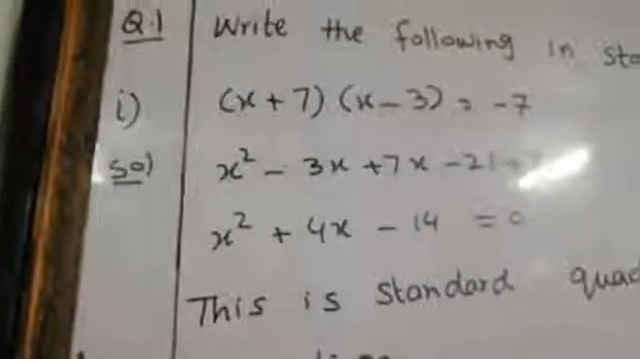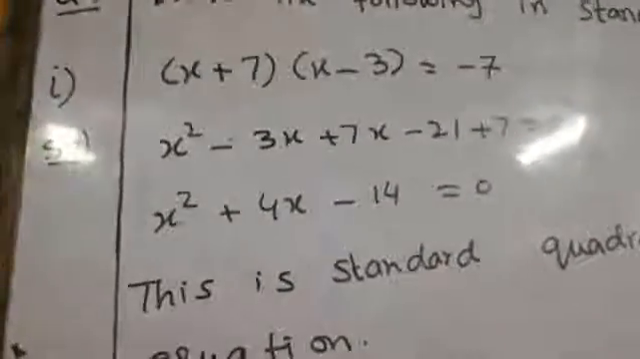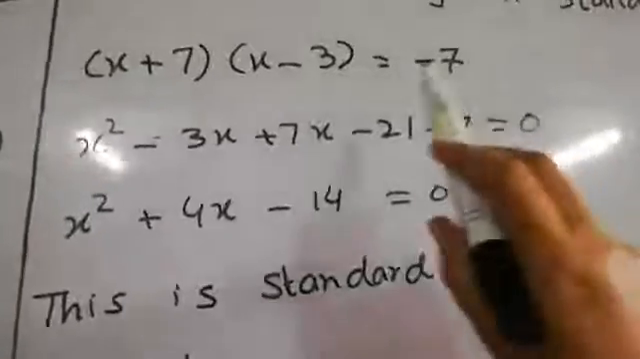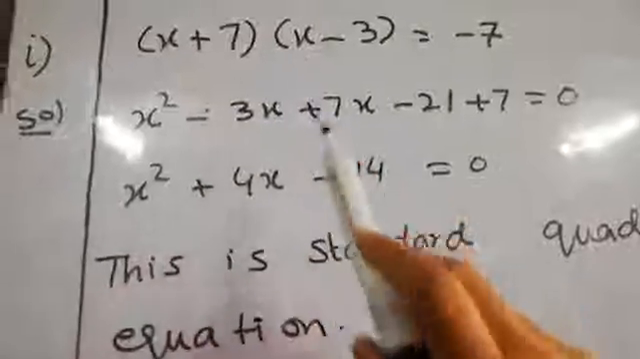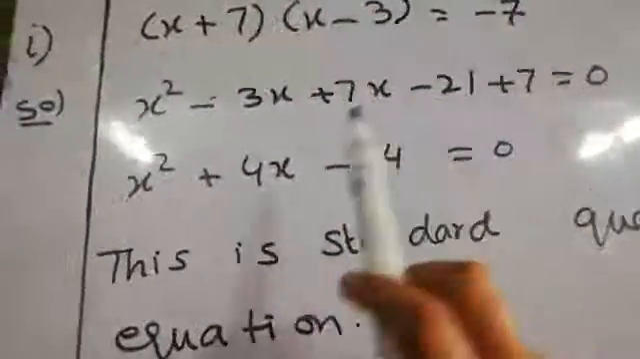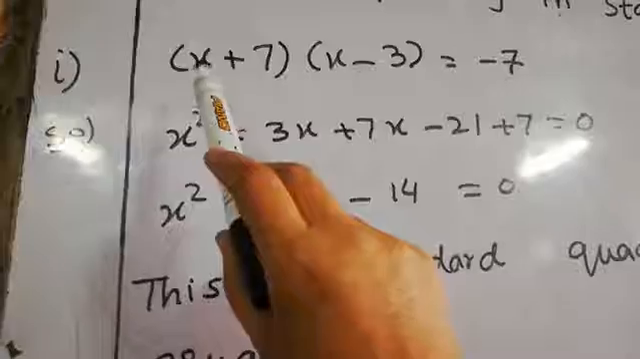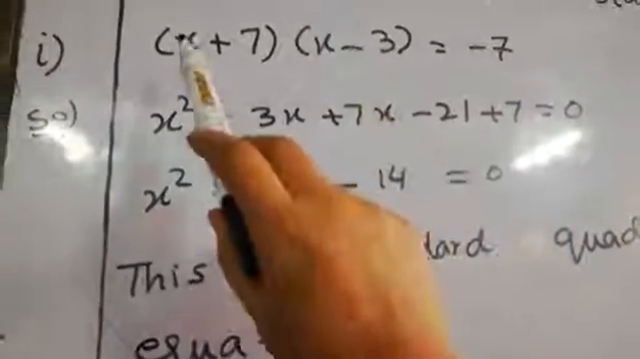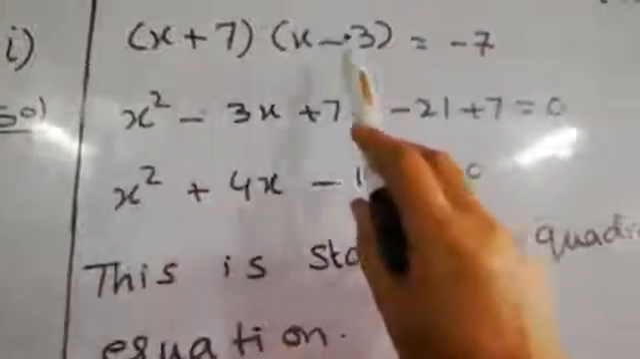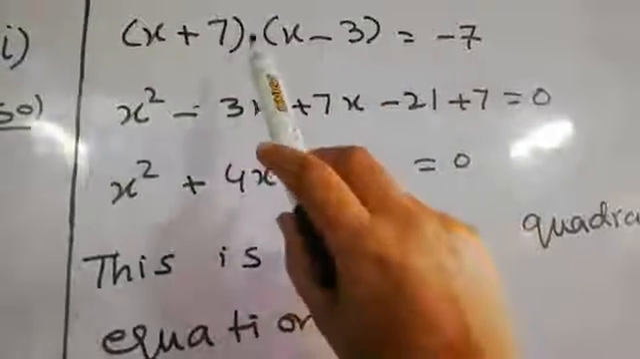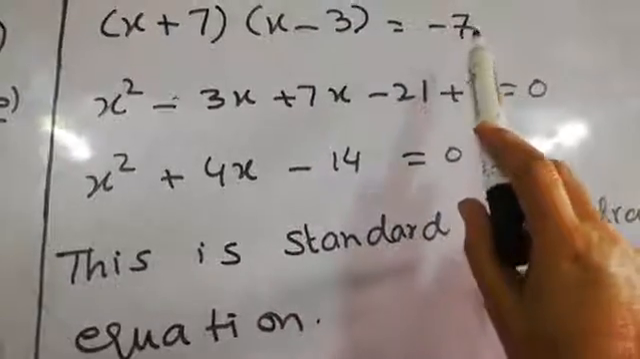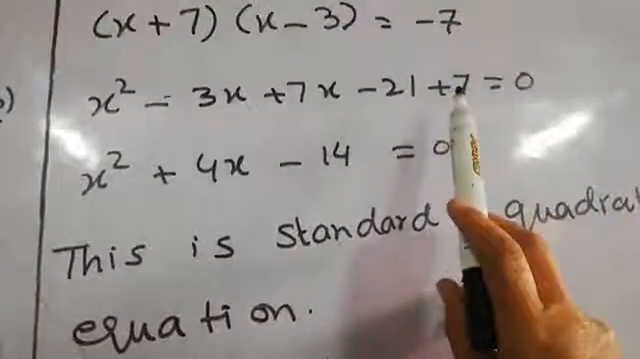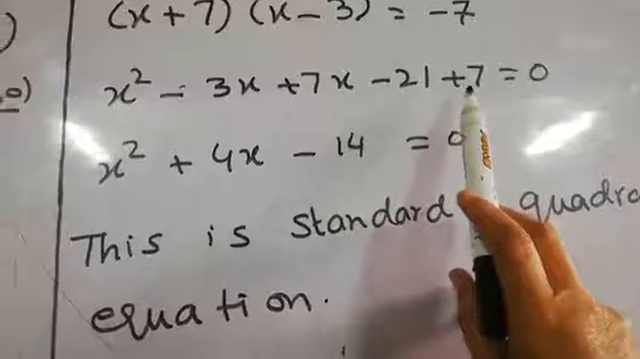Okay, my dear students, now we have three parts. Part number 1: x plus 7 into x minus 3 is equal to minus 7. We will convert this equation into the standard form of a quadratic equation. So for this we will multiply x with this bracket: x into x is x square, x into minus 3 is minus 3x, 7 into x is plus 7x, 7 times minus 3 is minus 21, and we will move minus 7 from the right hand side to the left hand side.